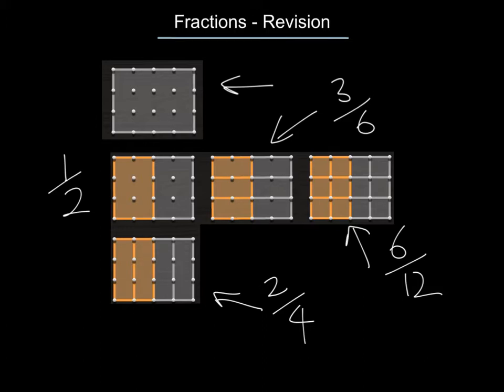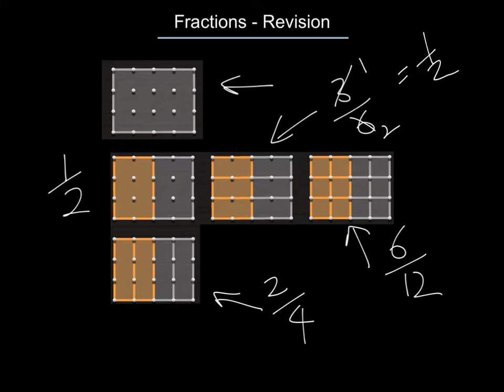So if they're all the same, how do we change between them? How do we see that they're the same? Well, let's start off with 3/6. If I divide 3 by 3, I get 1. If I divide 6 by 3, I get 2. That means it's the same as a half. I divided both the top and bottom, numerator and denominator, by the same number, 3. And I ended up with a half.